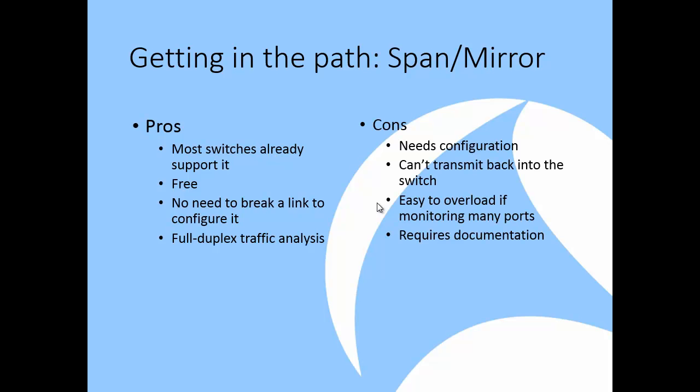Now, a span mirror needs configuration. That means we're going into a switch perhaps during a production time frame, dealing with production traffic, and we're going to make a change. In some environments, that's simply not tolerated. Also, our analyzer is not able to transmit back into the switch. It's also easy to overload if we're monitoring many ports. That means that we have more traffic being sent to the span than the span can effectively handle.